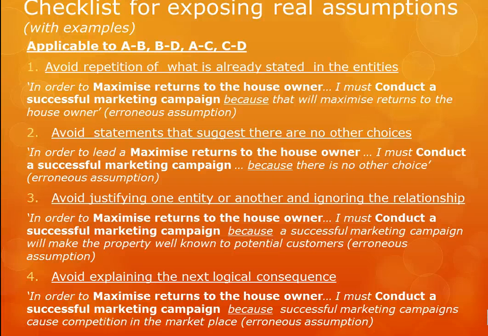The second type of mistake is to avoid assumptions or statements that suggest there are no other choices. You can see there after the word "because" I've restated that there is no other choice. This again is an erroneous assumption. It adds no value to greater understanding as to why the cause and effect relationship exists. The third one is to avoid justifying one entity or another and ignoring the relationship itself. So again, my statement after the "because", using the same A and B entities in the evaporating cloud, I've stated because a successful marketing campaign will make the property well known to potential customers.